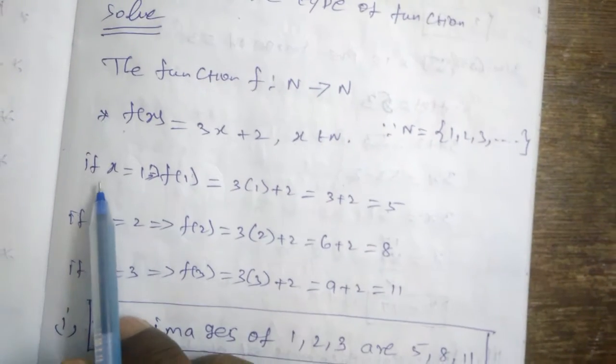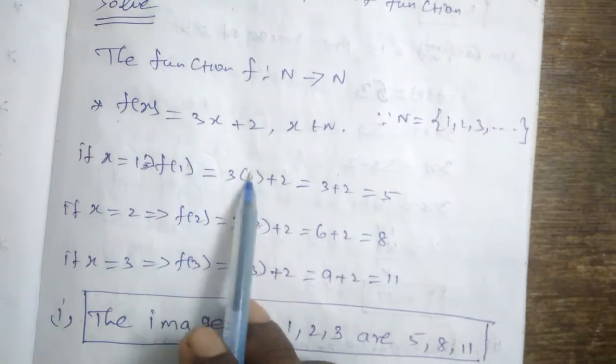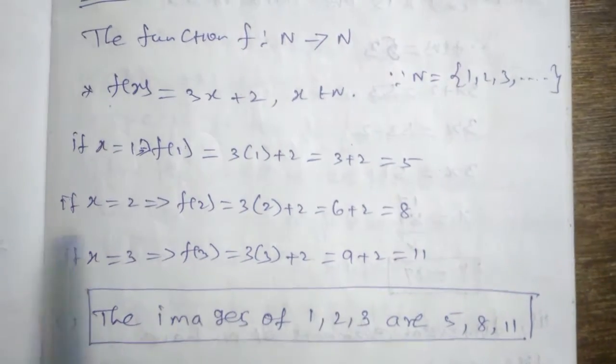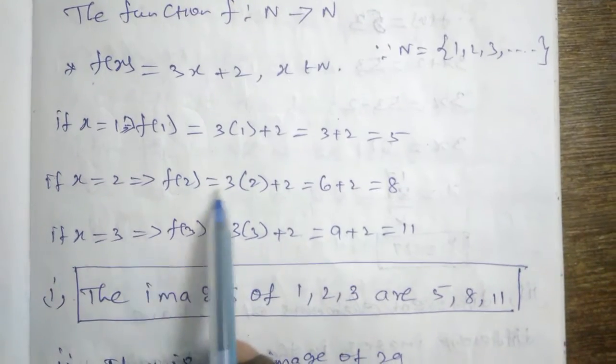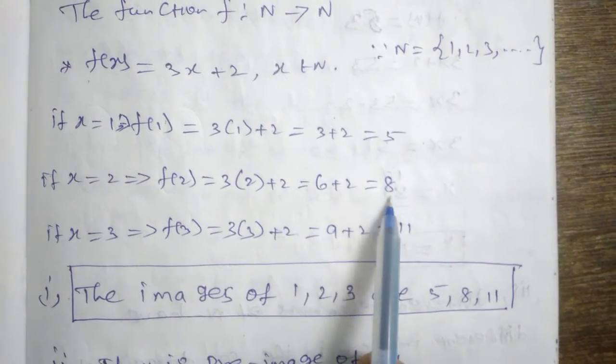Now if x equal to 1, f(1) is equal to 3 into 1 plus 2, which is 3 plus 2 is equal to 5. Same as x equal to 2, f(2) is equal to 3 into 2 plus 2, 3 twos are 6, plus 2 is equal to 8.